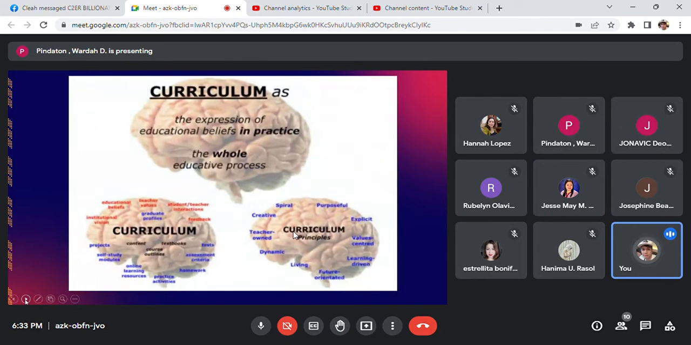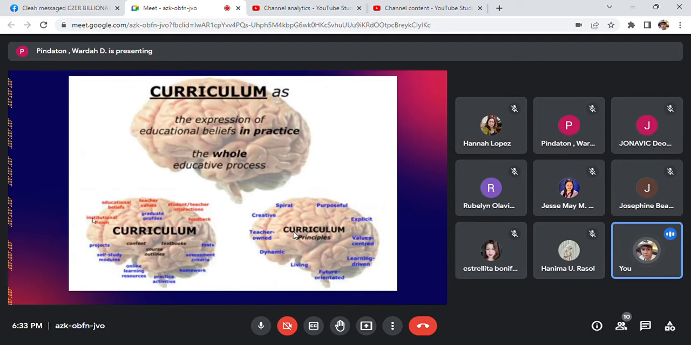So as you can see, based on our slide, curriculum is the expression of educational beliefs in practice, or the whole educative process. And then, aside from that, curriculum has a content. It includes the content, the textbook, the course outlines, the tests, the assessment criteria, homework, practice activities, online learning resources, self-study modules, projects, institutional vision, educational beliefs, teacher values, graduate profiles, student and teacher interactions, and feedback.